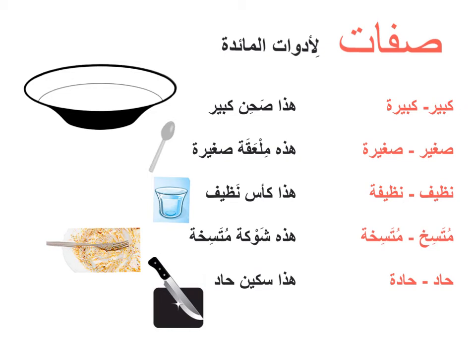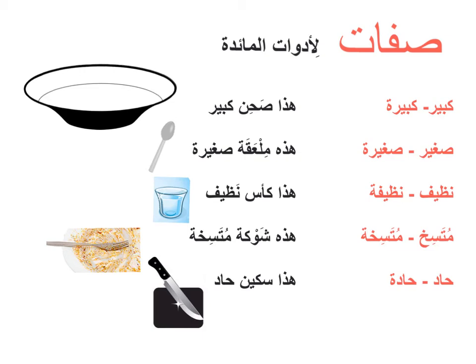Can we put it in an example? Same rule. The adjective comes after the noun, and if the noun I'm describing is masculine, the adjective must be masculine. And if the noun I'm describing is feminine, the adjective must be feminine. Let's read together the example. هذا صحن كبير. This plate is big, or this is a big plate.